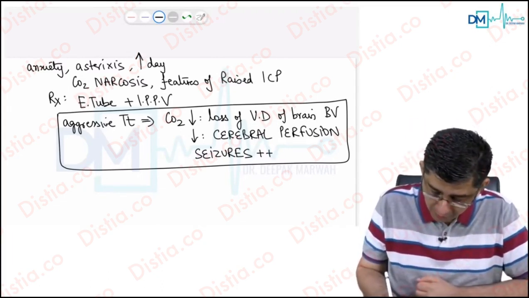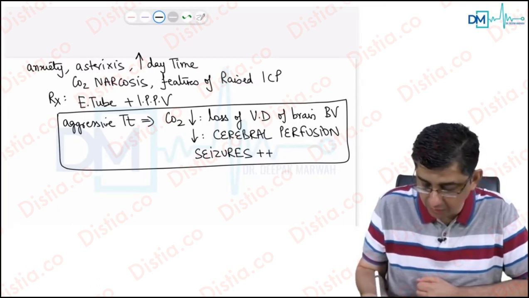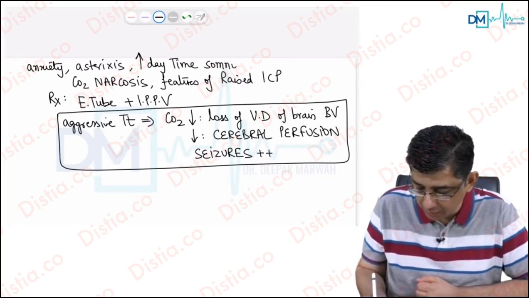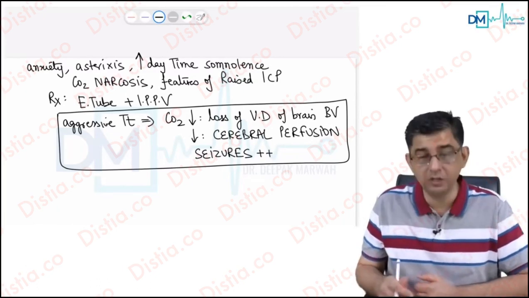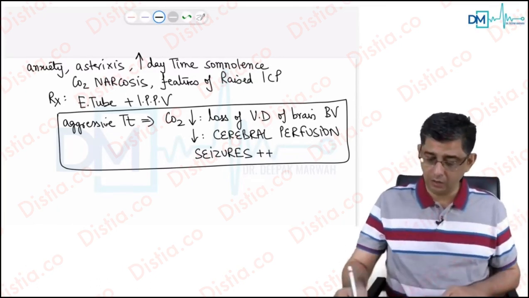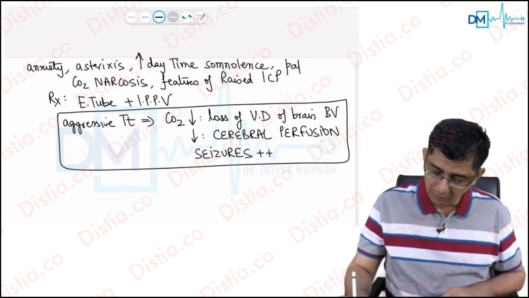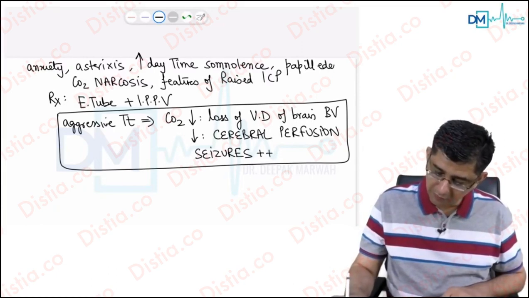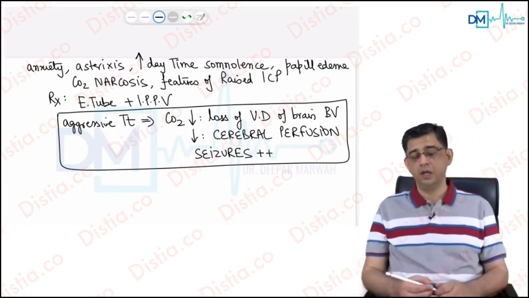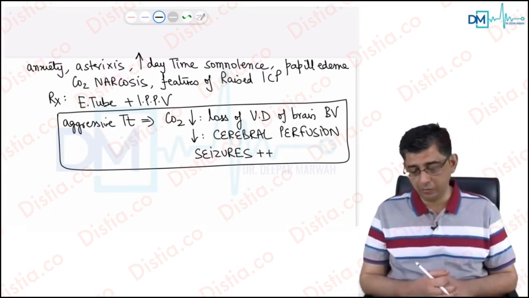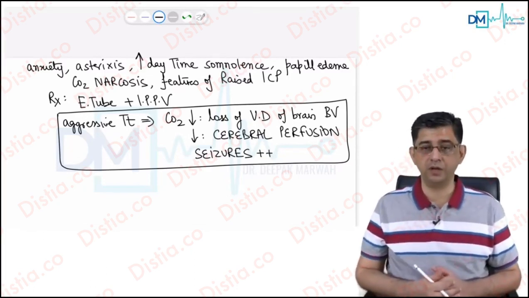Patients of carbon dioxide narcosis could be having an increased daytime somnolence. Patient will sleep most part of the day. And then obviously a question could mention papilledema. The features will look like that of raised ICT. That's, as I said, due primarily to the vasodilatory effect.